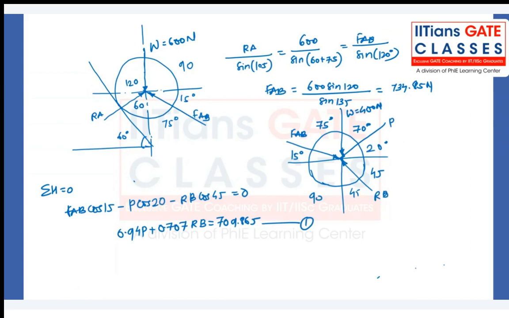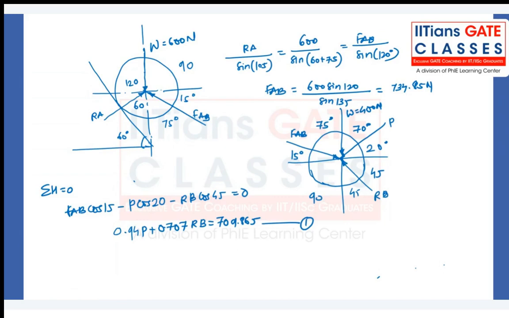Cos of 20, 0.93. So it's fine, 0.94. Okay, let's call it equation number 1. 0.93 something, so you can keep 0.94 as well.